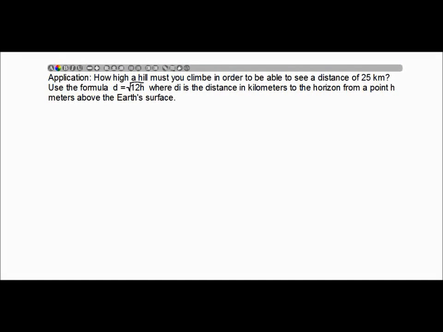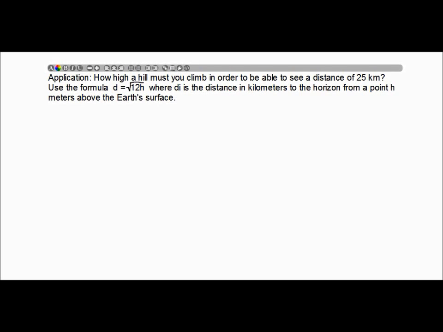Okay, so there's a couple of applications that actually do come up when it comes to dealing with radicals in the expression. Here's one. It asks, how high a hill must you climb in order to be able to see a distance of 25 kilometers? Well, that's an interesting one. Let's see, what should we know?